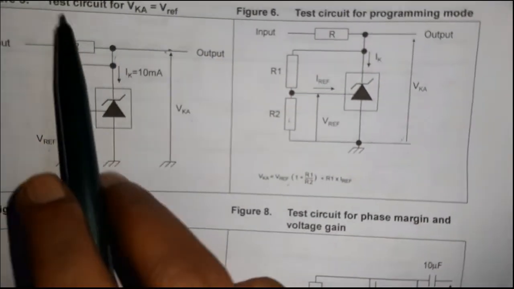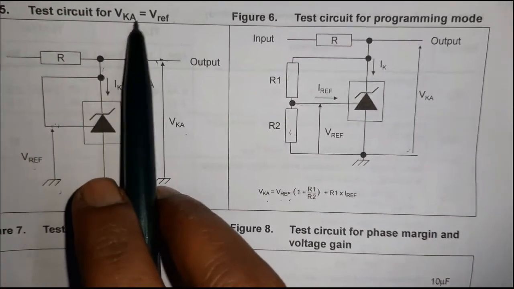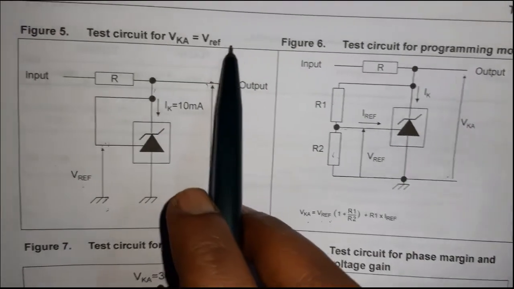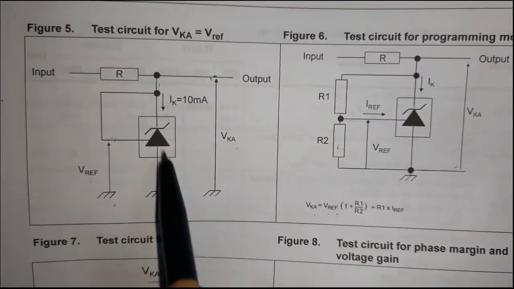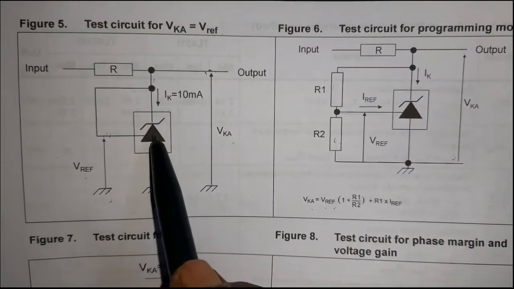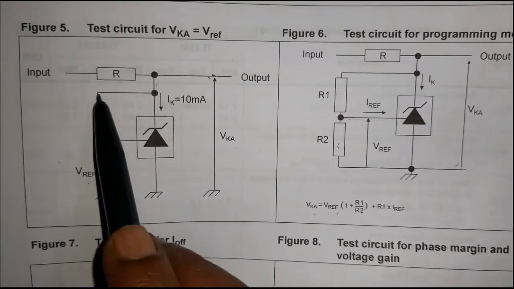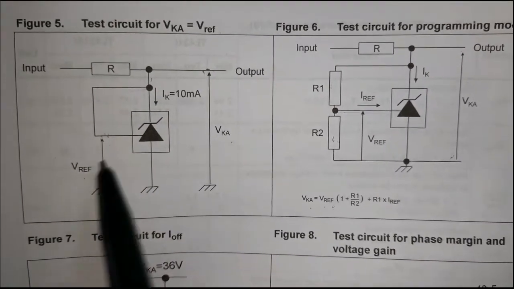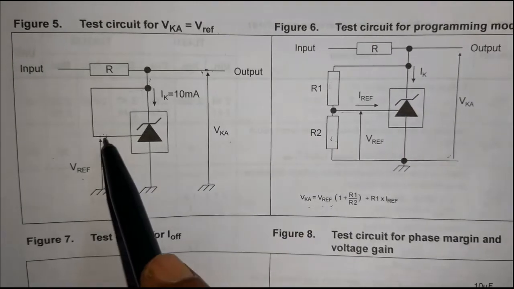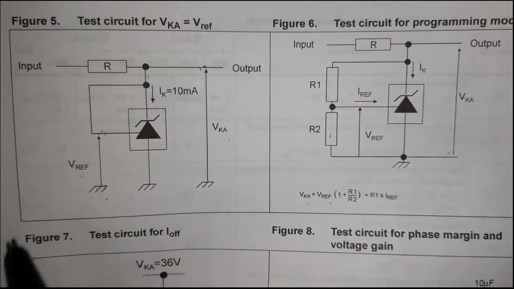Here is the test circuit for VKA equal to V reference. In this circuit, the reference terminal is directly connected to the cathode terminal. So the output voltage is equal to V reference, that is 2.5 volt.